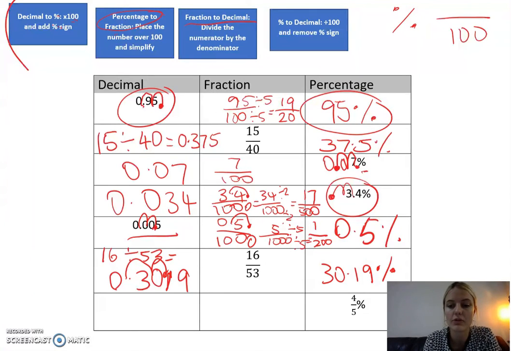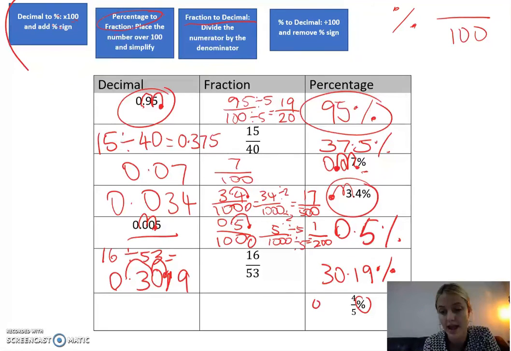Last one, 4 over 5, or 4/5 of a percent. Keep in mind that that's 4/5 out of 100. Okay, so let's actually turn that into a decimal with a percentage sign. So we know that 4/5 is 0.8. So 0.8 of a percent, that's not even 1%. Okay, it's less than 1%. So if you ever see a fraction of a percent, it does represent less than 1%, and it's a good idea to turn it into a decimal first.